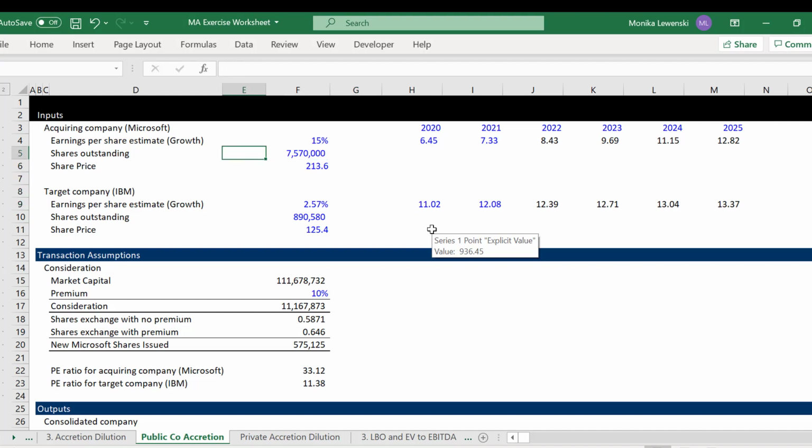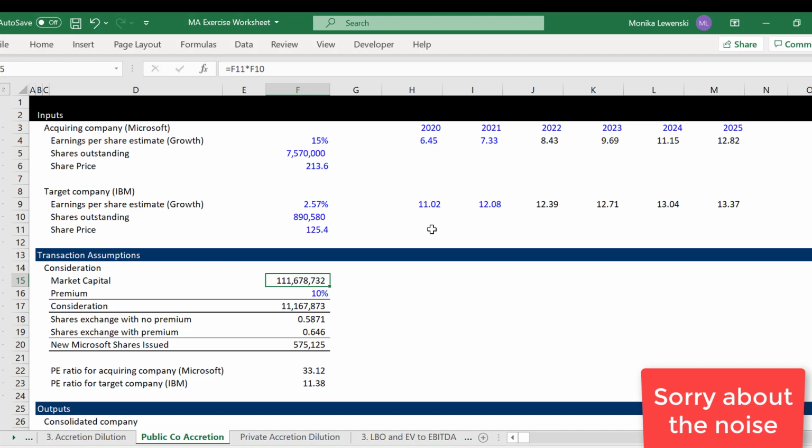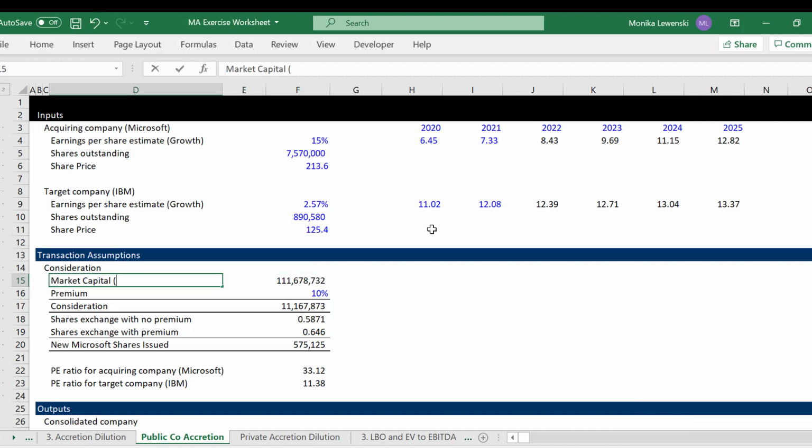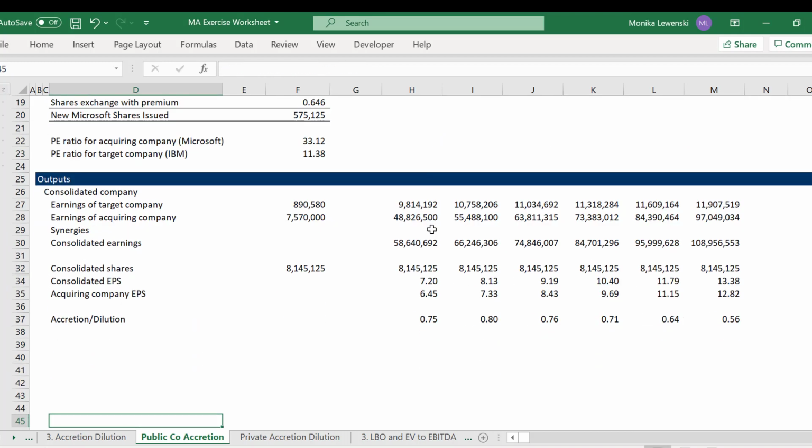And we also have how many shares they have outstanding and Microsoft's share price. We have the shares outstanding for IBM and their share price. And then what we can do is take the market capitalization of, I hope, our target company. So I better put market cap of our target. And then we can put these earnings together eventually.